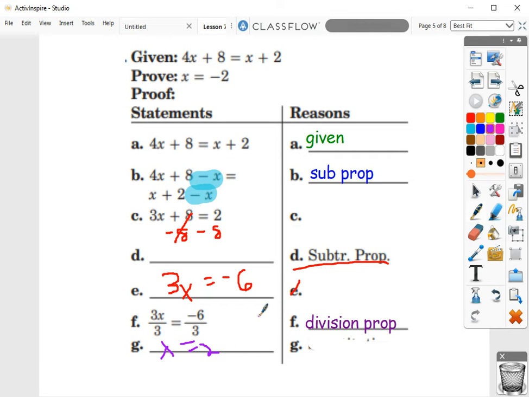All right. That's great. Everything is peachy. Everything is great. We have proven that x equals 2. The mathematical statements on the left side and the mathematical reasoning on the right side make sense.